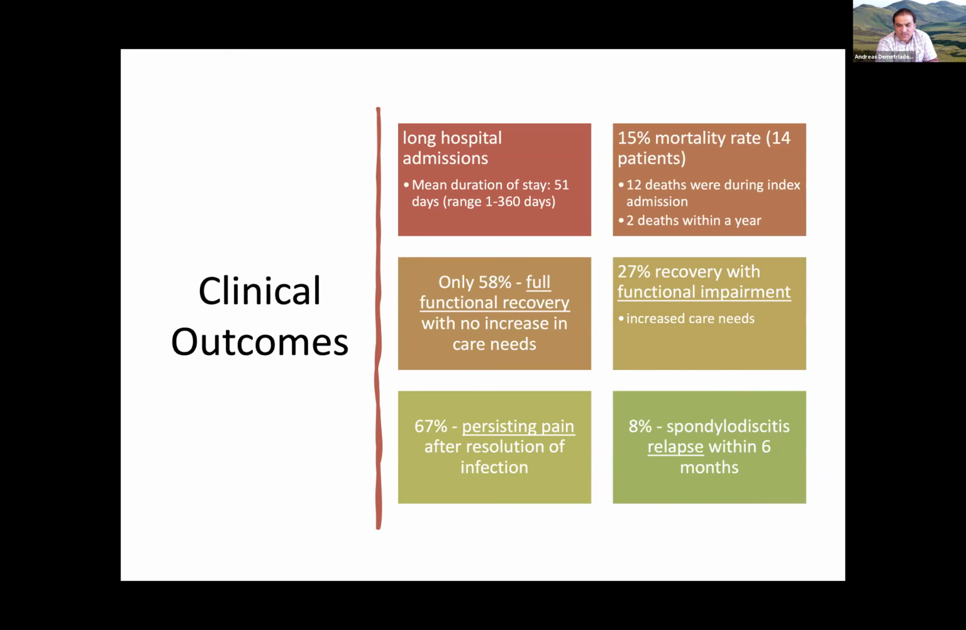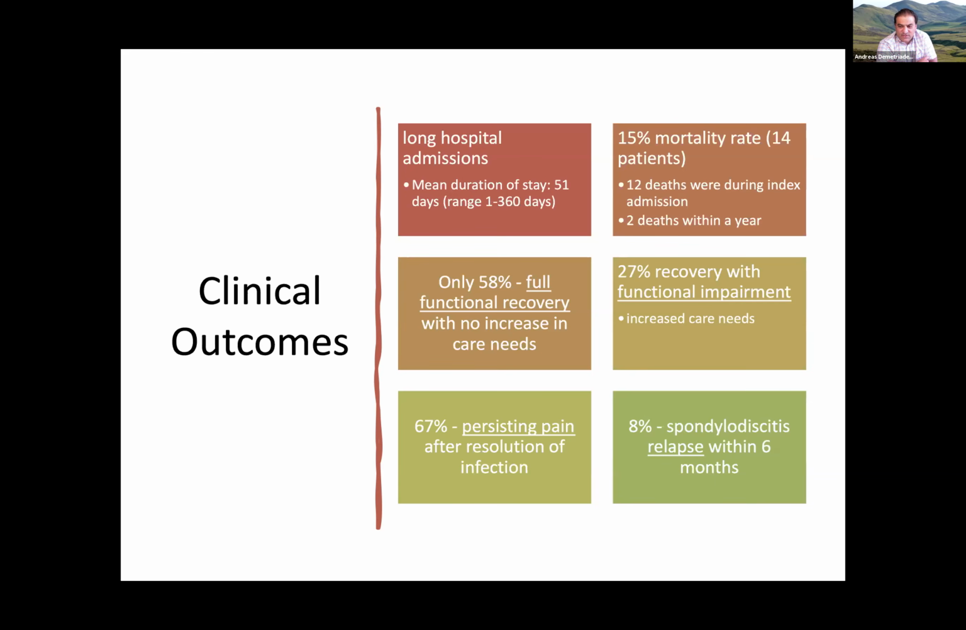We had a 15% mortality rate: 12 deaths were during index admission, and a further 2 deaths within the year. Now, if we ask ourselves how many made a full functional recovery with no increase in care needs, only 58%. So the question I put to my colleagues here is, is 58, 60% good enough?